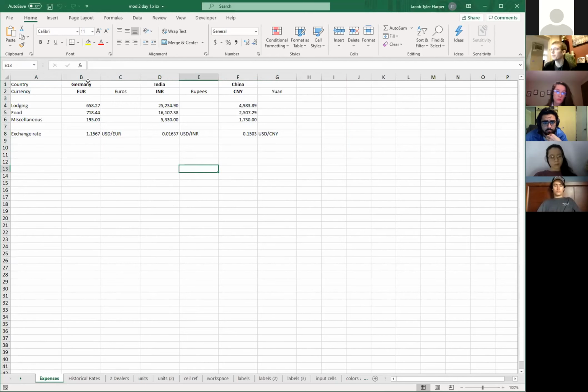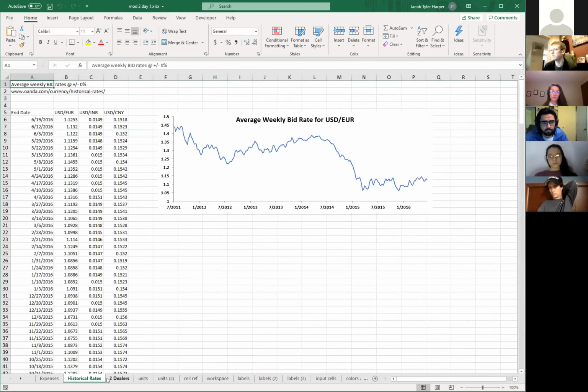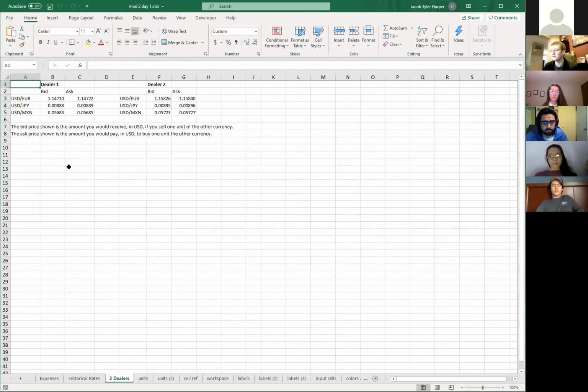Basically, what happened here is we took a vacation. We went to these 3 countries, and we wrote down our expenses in terms of lodging, food, and miscellaneous. And we wrote down how much it cost in the local currency. So this is all in euros. This is all in INR, this is all in CNY. Here's the exchange rates at the time of our trip. And one of the things we're going to do is convert all this to US dollars so that we can actually compare these numbers. The next tab is later, like I think this is part 4. And then finally, I think the final tab is for part 5.